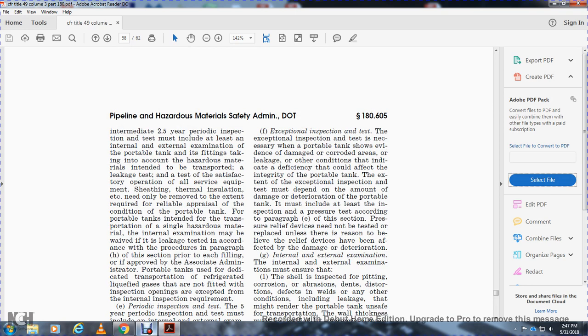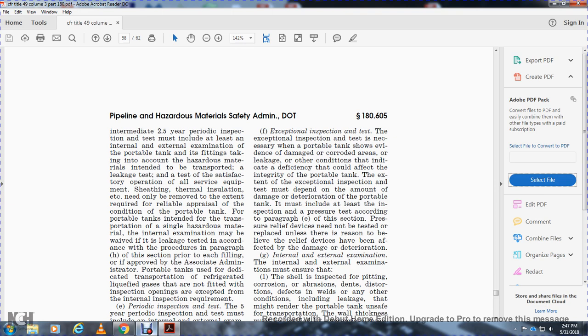F. Exceptional inspection. The exceptional inspection test is necessary when the portable tank shows evidence of damage, corroded areas, leakage, or other conditions that indicate a deficiency that could affect the integrity of the portable tank. The extent of the exceptional inspection test must depend on the amount of damage or deterioration of the portable tank, and must include at least the inspection pressure test. According to paragraph E of this section, pressure relief devices need not be tested or replaced unless the relief device has been affected by damage or deterioration.